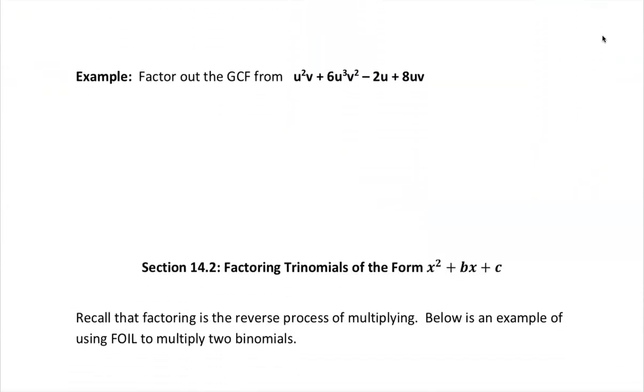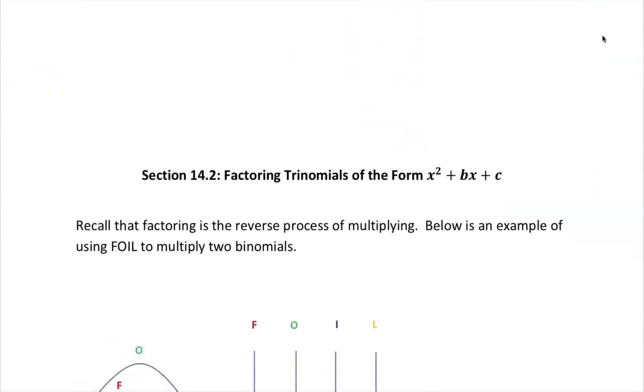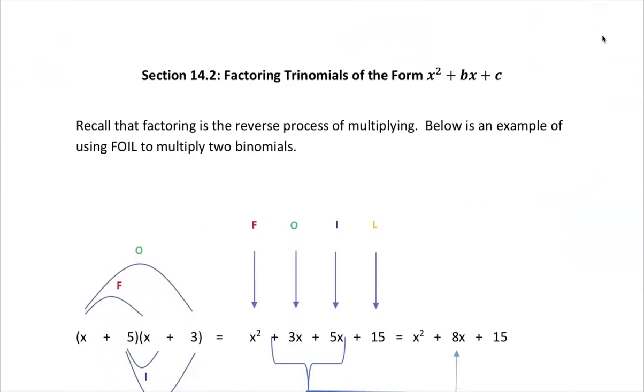Okay, the next one, I'm going to skip that one. Let's keep going. The next section, 14.2, is factoring trinomials. So 3 terms, and they're of the form, so we'll have an x squared term, an x term, and then a constant term.